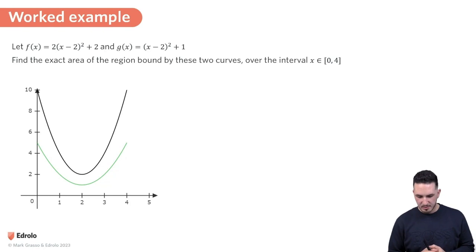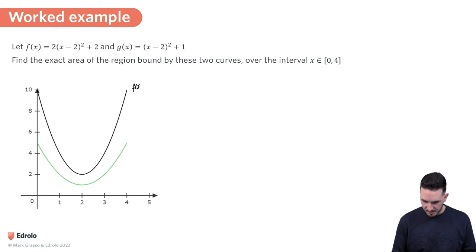Let f of x equal 2 times (x minus 2) all squared plus 2, and g of x equal (x minus 2) squared plus 1. What we'll notice here is the black line is f of x, and the green line is g of x. We can see this because of our turning points. The turning point of f of x is at (2, 2), and the turning point of g of x is at (2, 1). That's how I've identified those two functions.